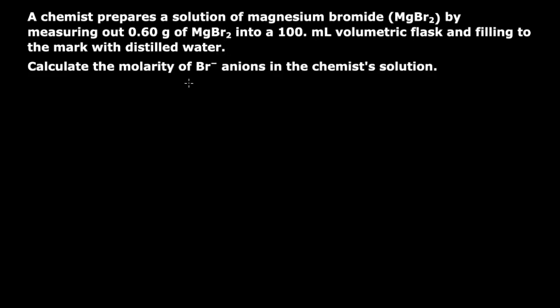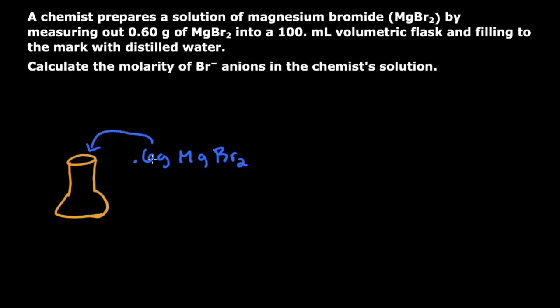And so what I'm going to do is make a picture for what's going on in the problem. In this picture, I'm going to put my volumetric flask right here. And what I'm going to do is take the 0.6 grams of the MgBr2 and put it into here. So we're going to have just a solid of this in here for now. And then we're going to take the 0.6 and add it to 100 milliliters of this water. So I'm going to put 100 milliliters down right here.